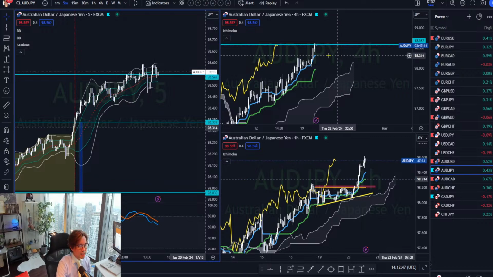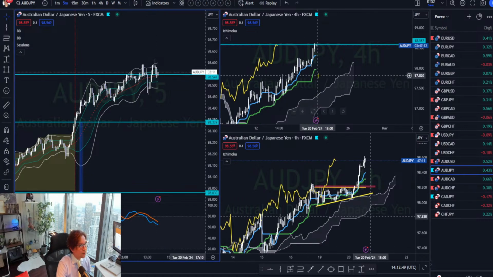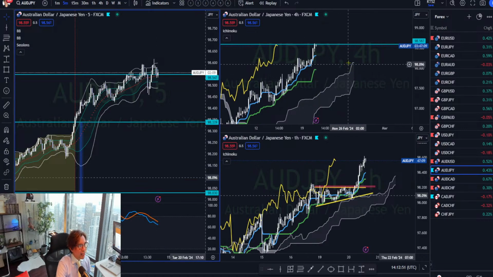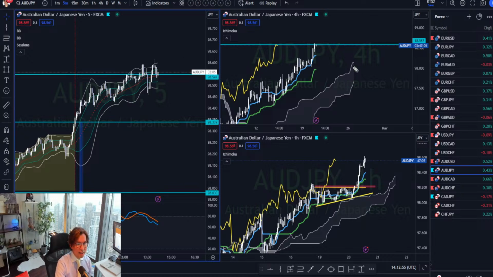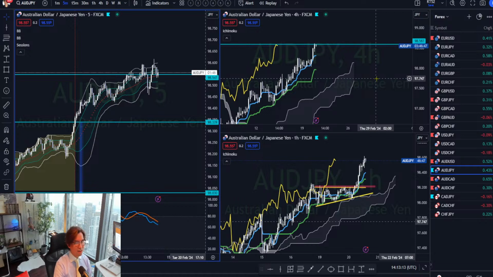But now I see that 4-hour Senko span A, the upper part of the Kumo, is flat right now. And Kijun Sen is also flat, so that's why I'm looking for an exit timing right now. So that's how I set up my trade right now.